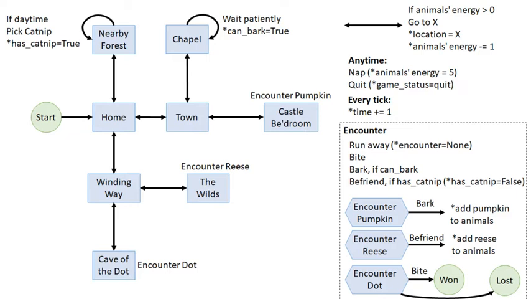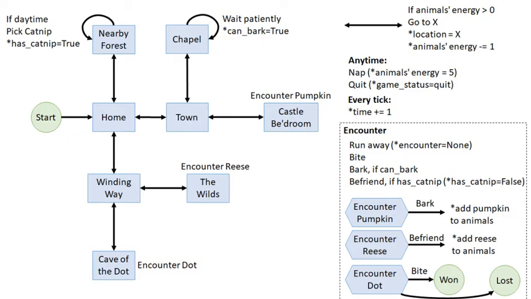And there are various things that might need to be updated in this diagram. I didn't articulate that biting requires you to have all of your friends with you, both Reese and Pumpkin, in order to win. I'd probably need to update this diagram based on the design changes I've made. But this is certainly a relatively complete coverage of the game.